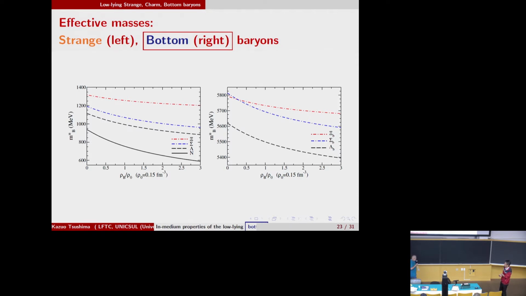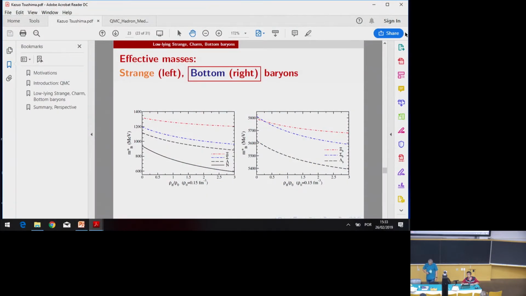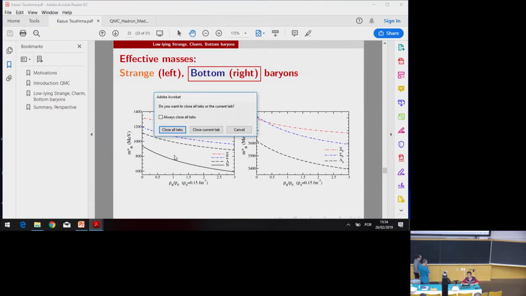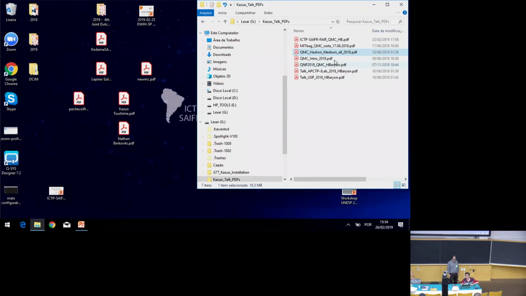Okay, let's thank the speaker again. The next speaker is João Pacheco B.C. And if he doesn't change the title, he'll talk about the extraction of the electromagnetic form factors for spin 1 particles on the light front.